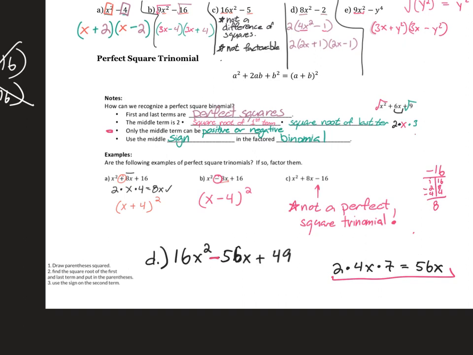So it takes a little more work on the front end than factoring it the regular way. But once you identify that, you can just go, okay, I'm going to take the square root of the first one, or sorry, the last one, take the square root of the first one, and then use the sign of the middle. All right, kind of a longer video there, but hopefully you got it all.